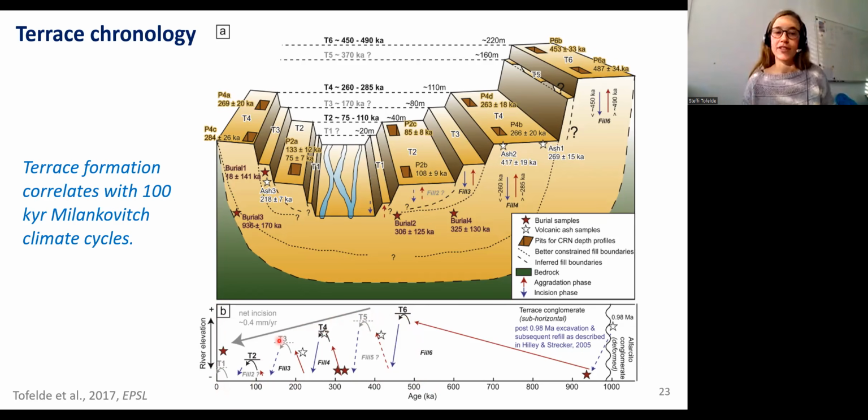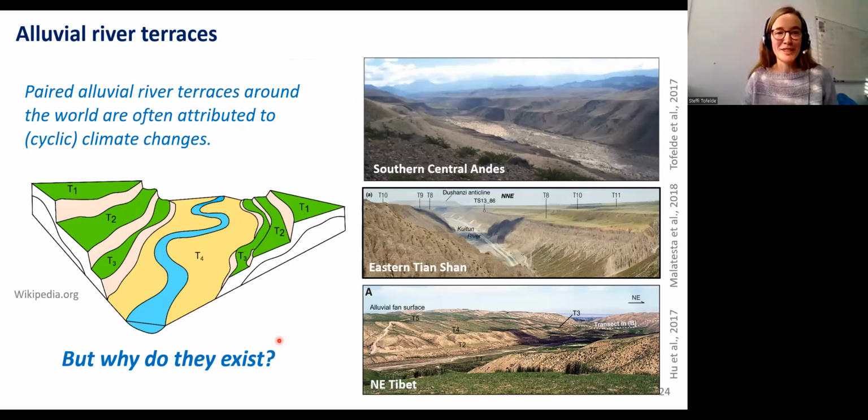So we had phases of incision and aggradation roughly following the 100,000 year Milankovitch cycle, so the eccentricity cycle. That's why we think this terrace sequence has been formed due to climate changes. But this particular terrace sequence is not the only one. It's not unique. There are paired alluvial terraces in many places around the world, and oftentimes they are attributed to cyclic climate changes.